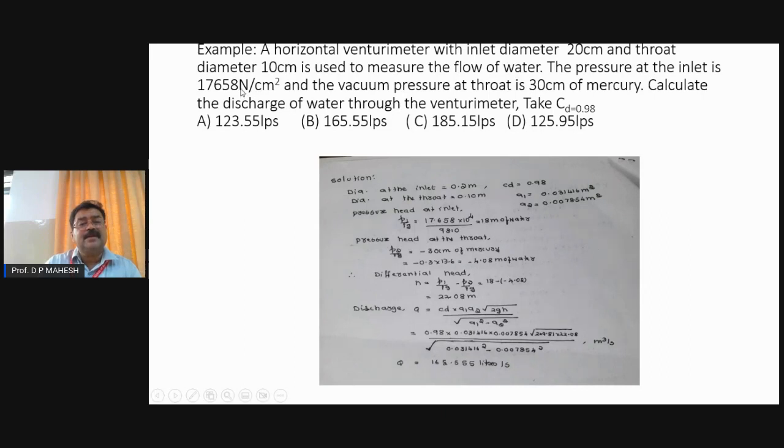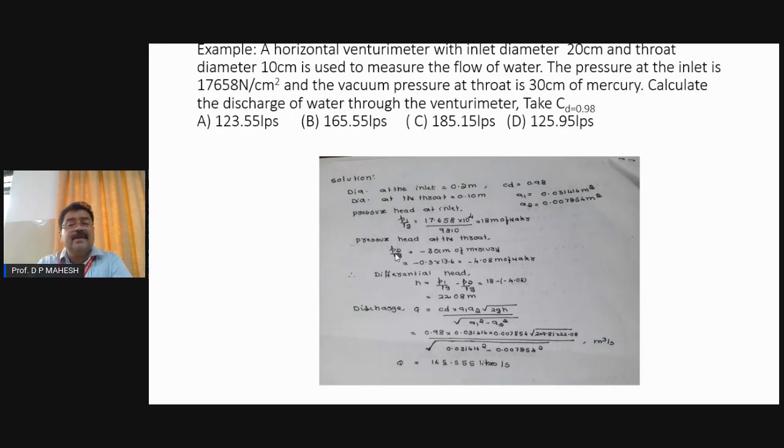I kept this value in terms of Newton per meter square, which becomes 18. Similarly, the pressure head at the throat. The throat pressure is given as 30 centimeter of mercury, and that too a vacuum pressure. Vacuum pressure is always expressed negatively, whereas gauge pressures are always expressed positively. So for vacuum pressure, the sign is minus 0.30 meter of mercury.